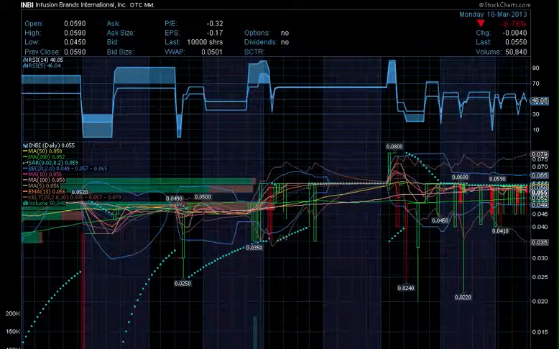I want to talk to you about the stock chart for INBI, Infusion Brands International Incorporated, which is an OTC QB markets traded stock. So usually I just kind of talk about the stock charts, but today I want to talk about some fundamental stuff as well, because this one has a lot of big stuff going on for it.